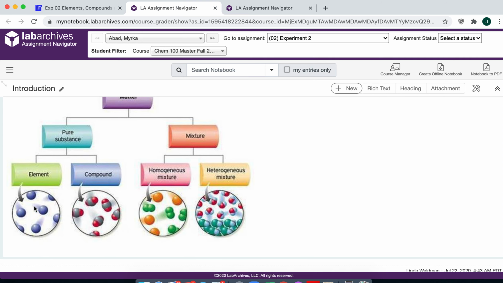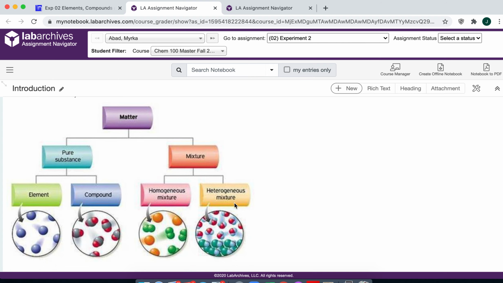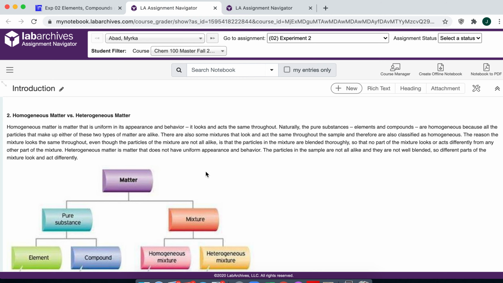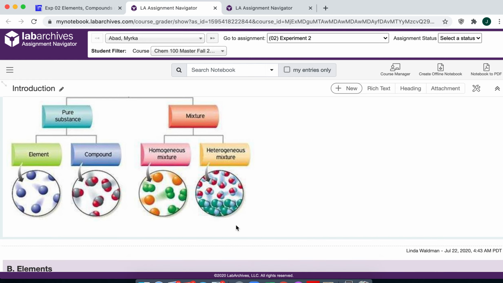All the symbols from your periodic table are considered elements, and they are pure substances. If you have only one compound, it is considered a pure substance. Under mixtures, there are 2 different types: homogeneous and heterogeneous mixtures, based on their appearance. Homogeneous mixtures look uniform and blend well together, while heterogeneous mixtures do not look uniform and do not blend well together. They have different spots, different patches.